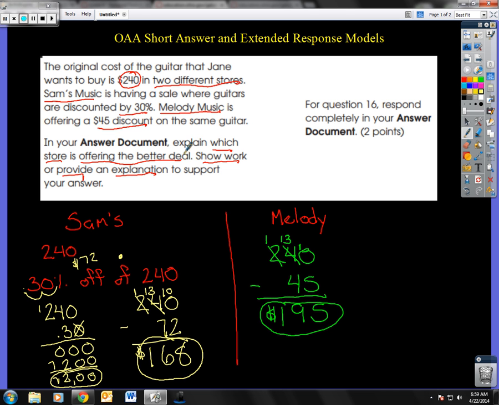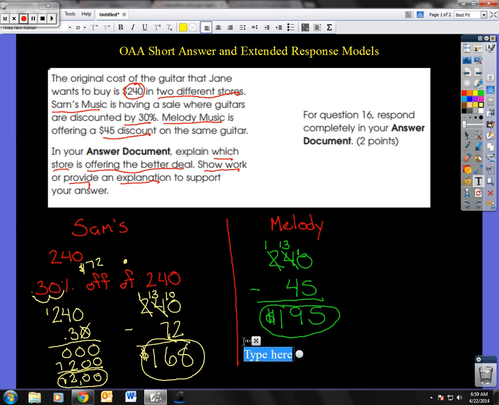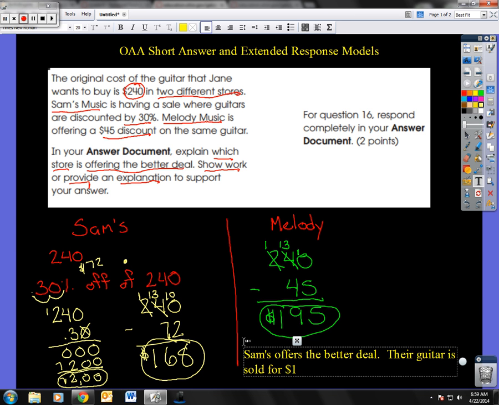Now, it says explain which is offering the better deal, show work, or provide an explanation. I might just put a sentence here, just to make sure that they know I am clear. Sam's offers the better deal. Their guitar is sold for $168, and Melody's costs $195.